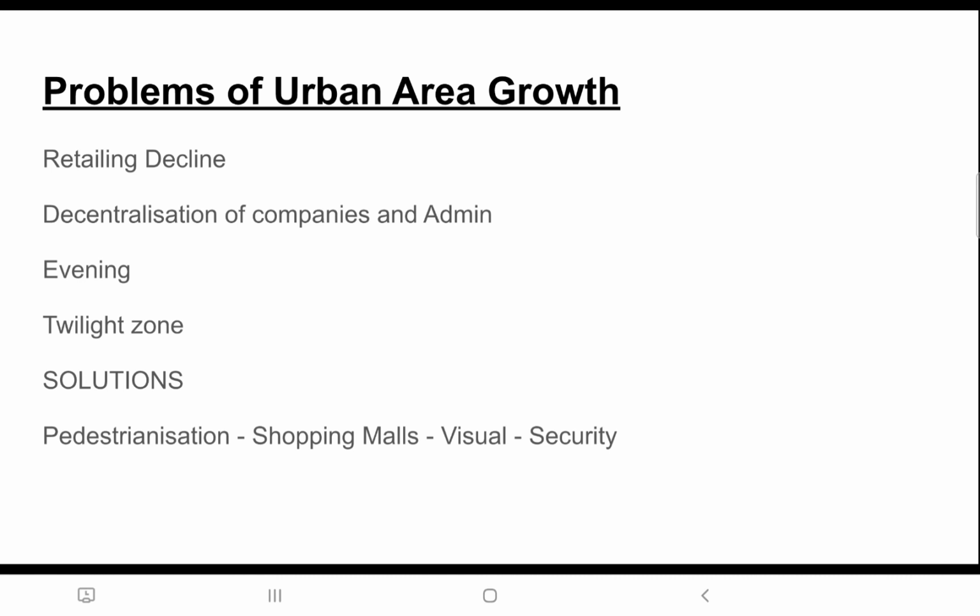So there are some solutions to this problem. We've got a few solutions listed here. We've got pedestrianisation, shopping malls, visual improvements and security. Pedestrianised areas are traffic-free areas where traffic's only allowed access for delivery vehicles at certain times of day. The reason for this is to create a safe, relaxed environment with less air and noise pollution.